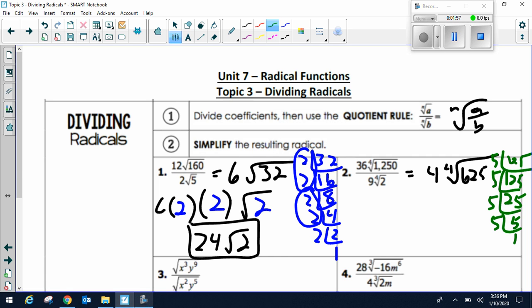Again, the 4 stays on the outside. You're looking for groups of 5. And everything comes out. So you got one group of 5 that comes out. They get multiplied together. So my final answer would be 20.